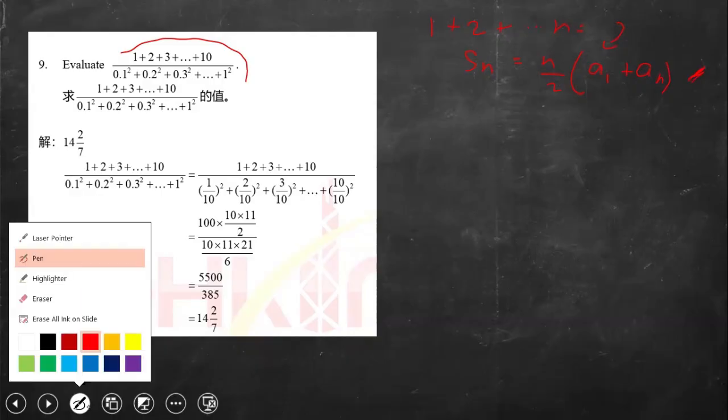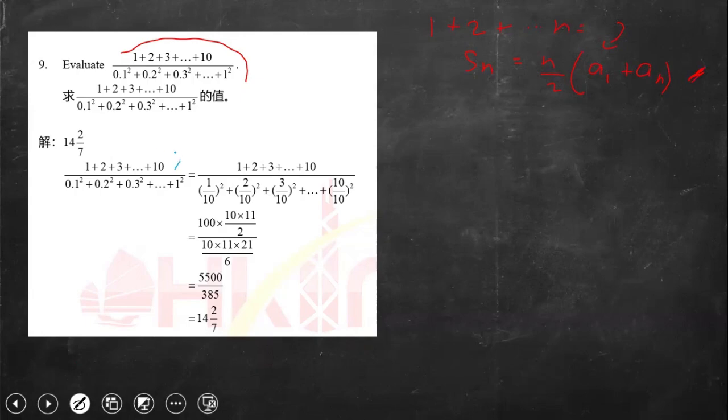And notice that we can get the value of this. So let's not worry. Next we have to worry about the denominator. Notice that 0.1 can be written as 1 over 10. The same with the other decimals. So that's what we did here in order to get this. You rewrite the decimals in fraction form.